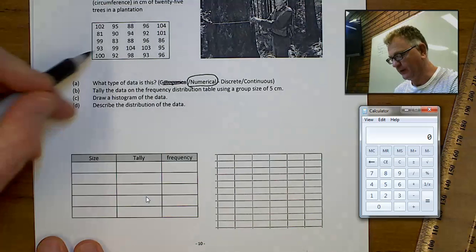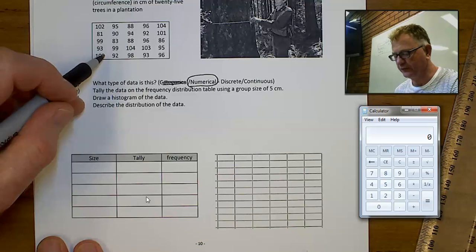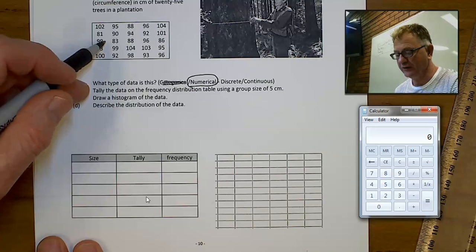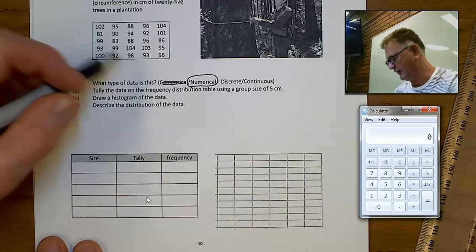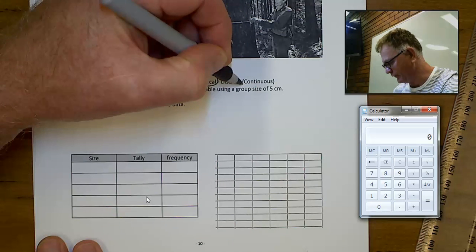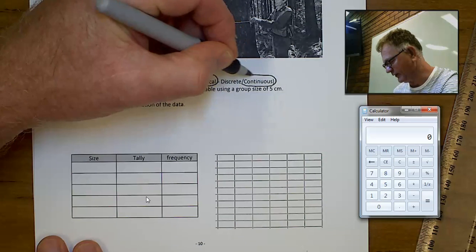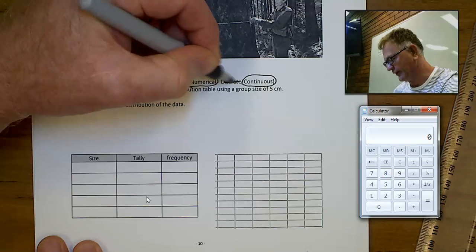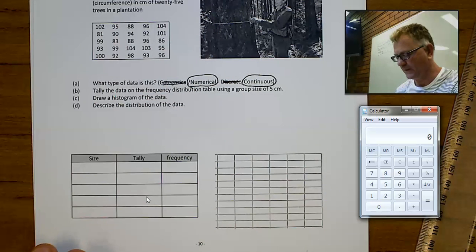He was making measurements, and when you make measurements, that'll often result in continuous data. These are whole numbers, all his measurements, but it would have been possible that he could have had a tree that measured 90.5 centimetres in circumference, or even 90.542. If he had very accurate measuring instruments, it's definitely continuous data. So I'm saying it's numerical, continuous data.